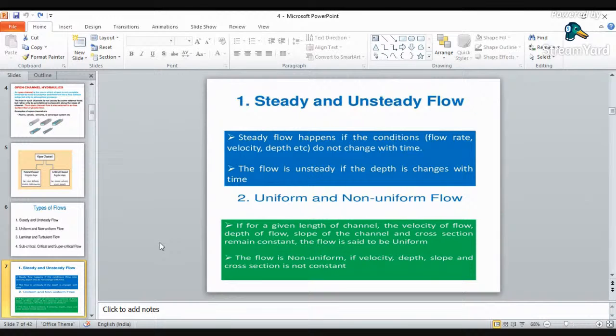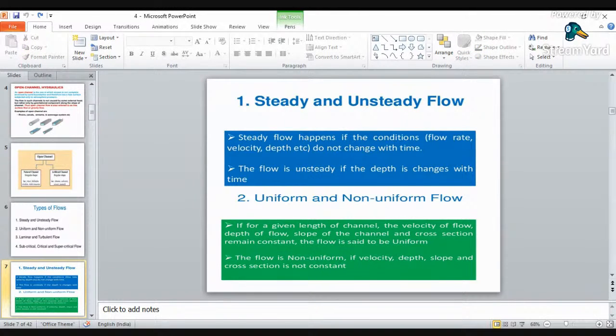And in non-uniform flow, the flow parameters like velocity, depth of flow, etc. do not remain constant. It means they keep on changing. Then that flow will be considered as non-uniform flow.